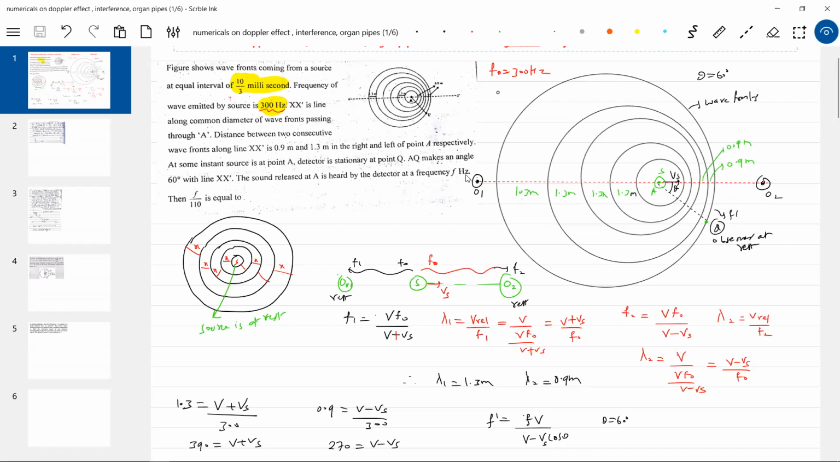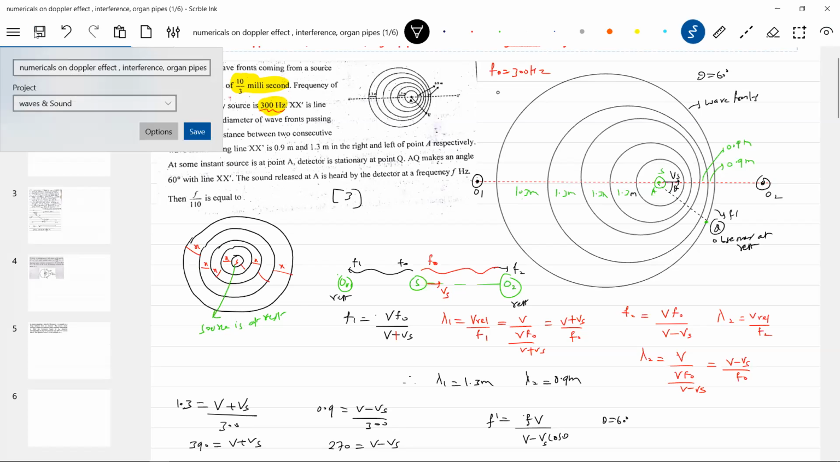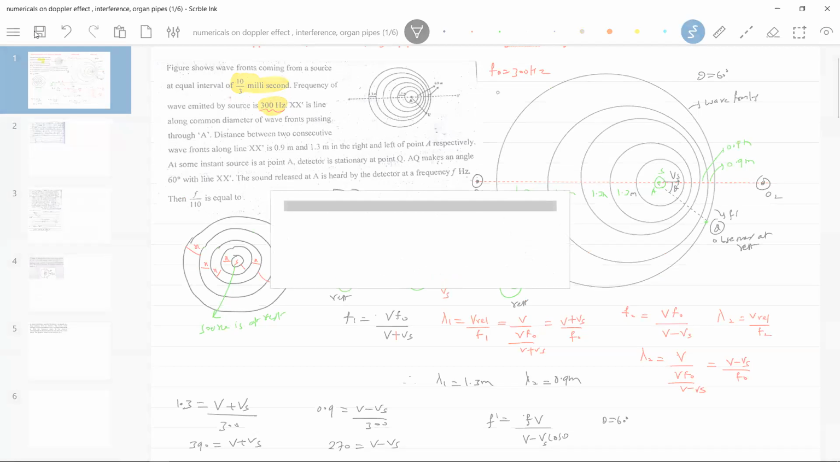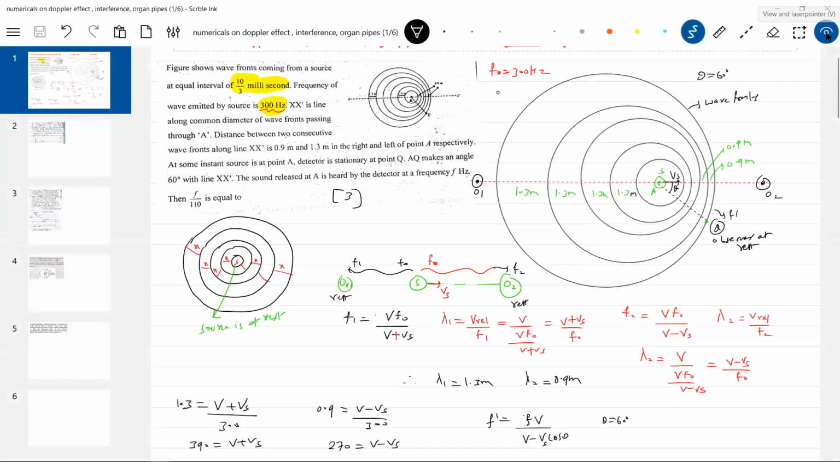So your answer, F by 110, the answer will be 3. Check later on. I'll go to the next concept. Okay, this idea, fine. The wavelength, what happened? The wavefronts, what happened? The distance between wavefronts is the wavelength, no? I think we already discussed it in yesterday's class, so this should be lambda 1 and this should be lambda 2.